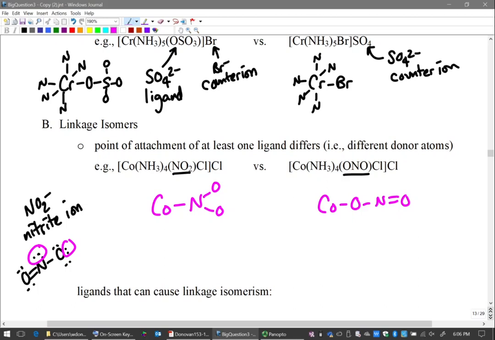Thus, it's written ONO instead of NO2. So it seems nitpicky on the first one. Well, why not write sulfate as SO4? It's bonded through the oxygen. Well, here's where it's important. The only way to tell someone that this is N bonded to cobalt or O bonded to cobalt is to write the ligand the appropriate way.